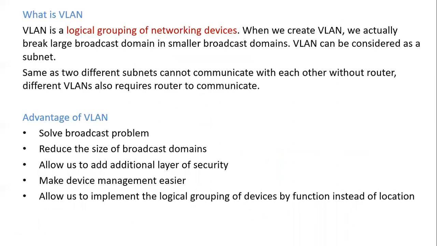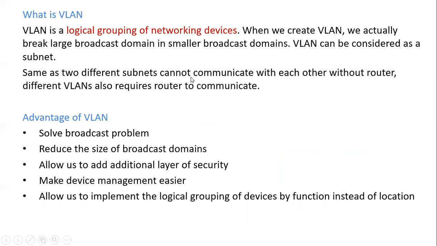So finally, we can define VLAN as a logical grouping of network devices. Basically, VLAN is breaking the large broadcast domain into smaller broadcast domains. And you can also consider each VLAN as one subnet. And how do two subnets communicate with each other?